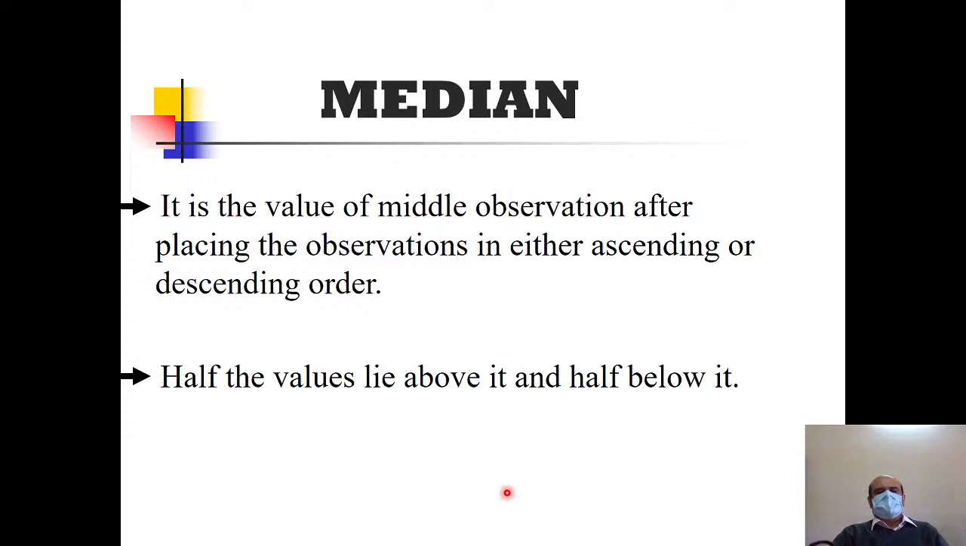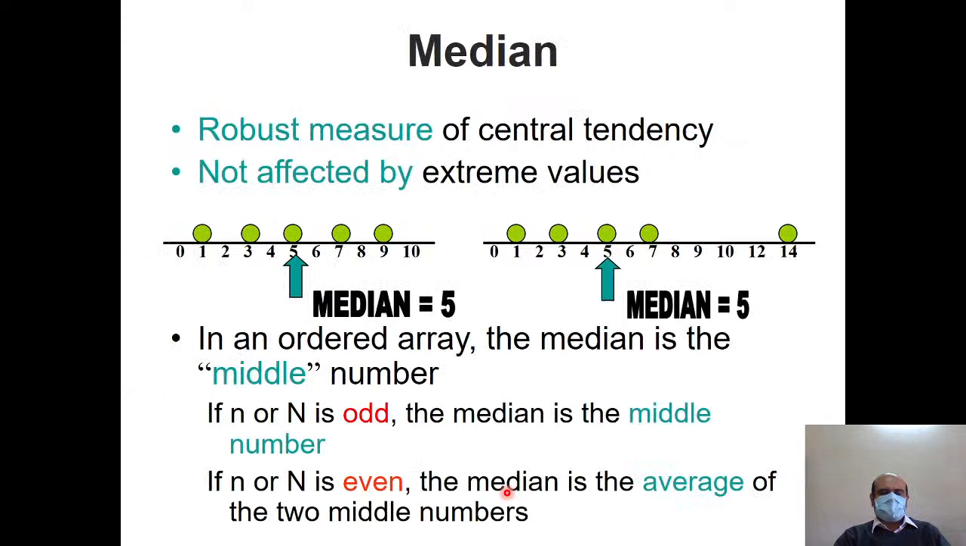Coming to median. Median is the value of the middle observation after placing the observations in either ascending or descending order. Half the values lie above it and half the values lie below it. It is the value of the midpoint, the middle observation after placing the observations in either ascending or descending order.